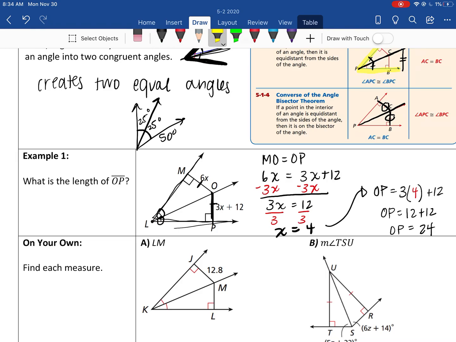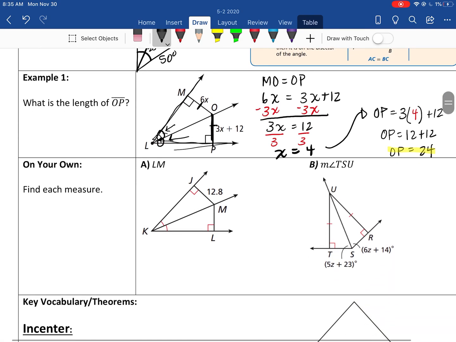And that's it. All right, so again, I knew this was an angle bisector from these two congruent things right here. Then I set those equal to each other and solved. So what I want you to do is do the next two on your own, and then unpause when you are done to check your answers.